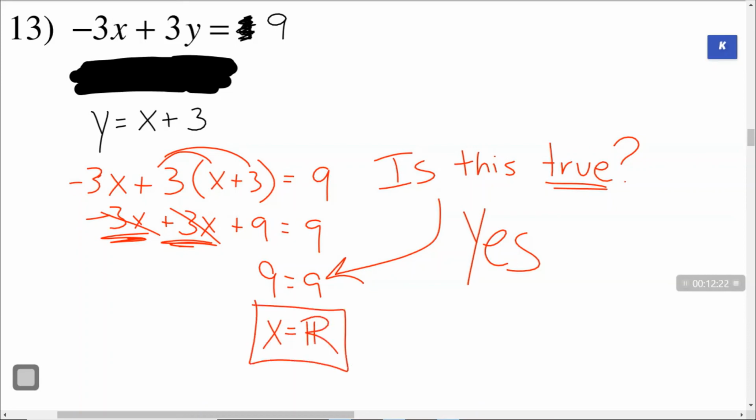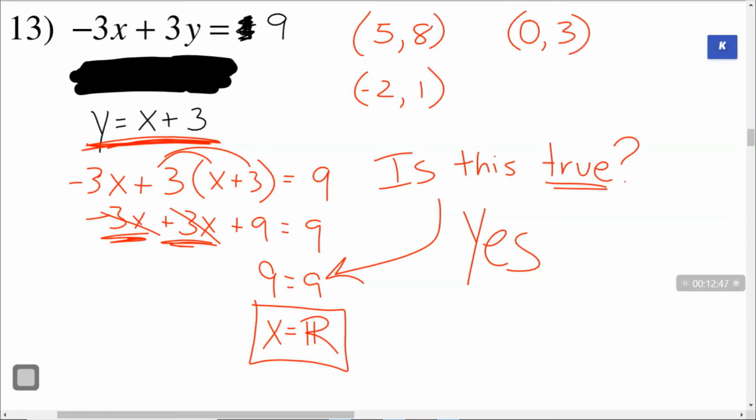All right, x can be any value you want. Now, can y be any value you want? Well, y is the dependent variable. All right, y depends on x. We see right here that y is always 3 more than x. So a solution, if you say x is 5, y would have to be 8 because 5 plus 3 is 8. If you say x is negative 2, then y would have to be 1 because negative 2 plus 3 is 1. If x was 0, then y would have to be 3. So there's an infinite number of points that you could pick that are solutions to both equations.